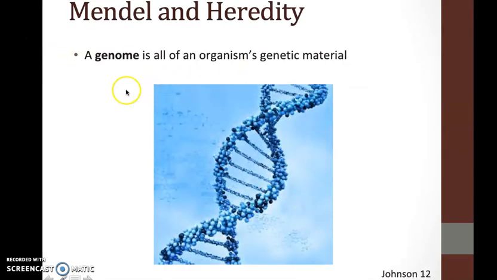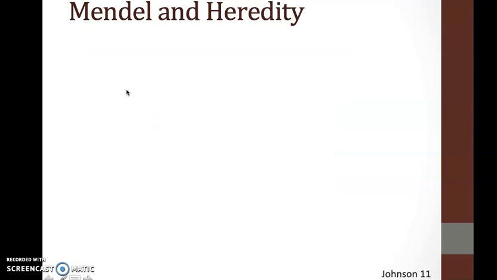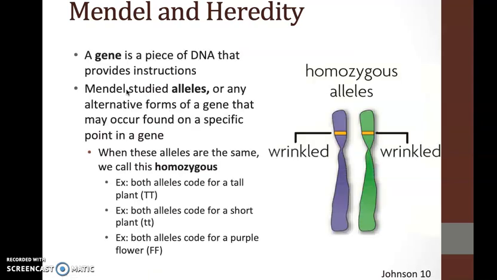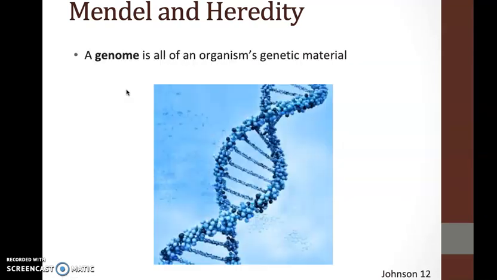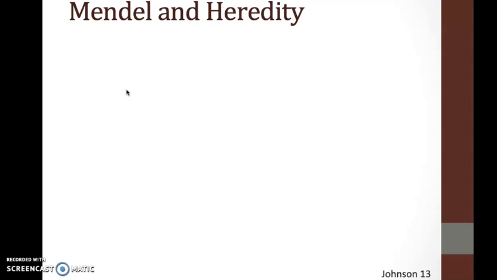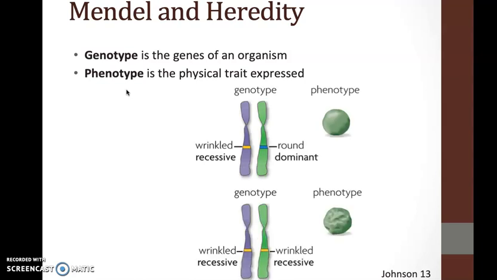Okay, so all of these letters and all of these alleles and genes make up the genome. So all of your genes make up your genome. It's all the organism's genetic material. So we're just talking specifically about one gene, which is pretty specific, okay? So we have something called genotypes and phenotypes. Genotypes are the actual genes of an organism, and phenotypes are the physical trait that's expressed.